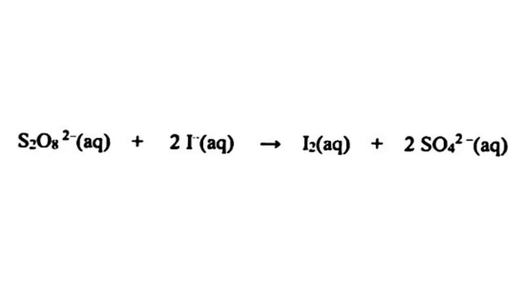This way, you will indirectly measure the disappearance of the peroxydisulfate ion through the pathway shown here, and you're going to be able to determine the rate of that reaction.